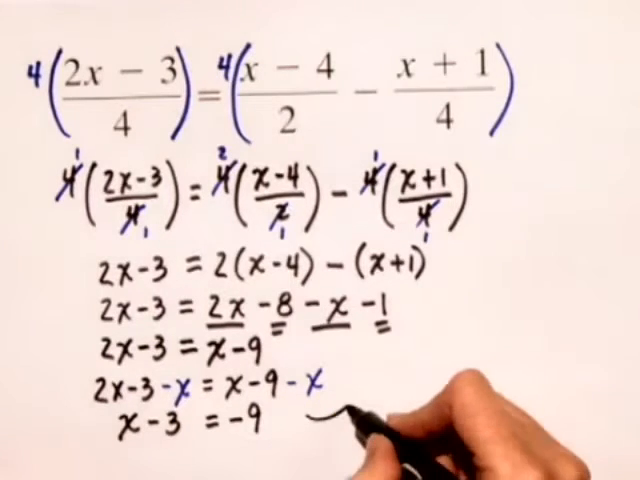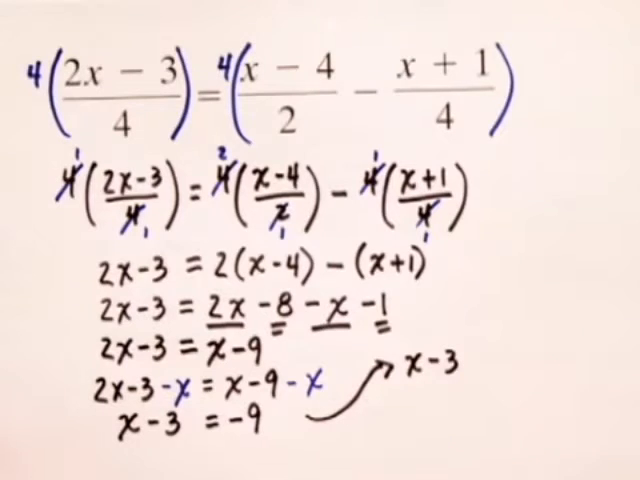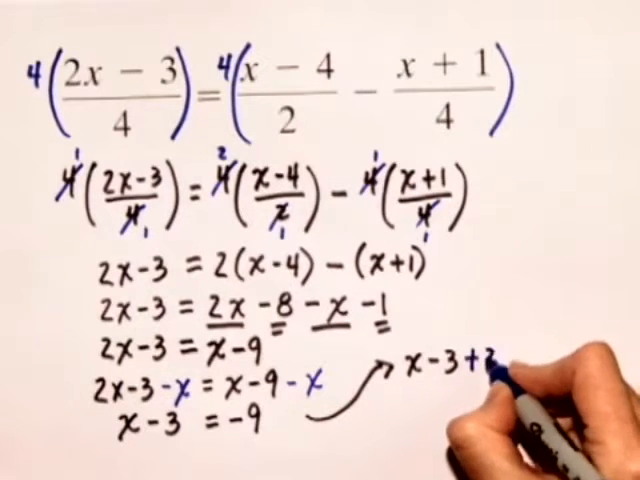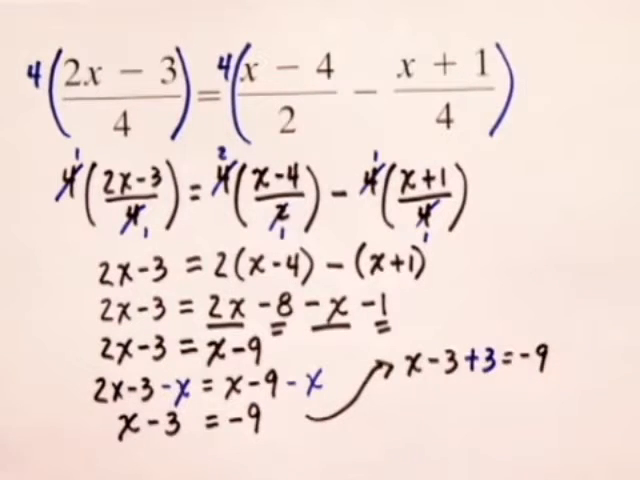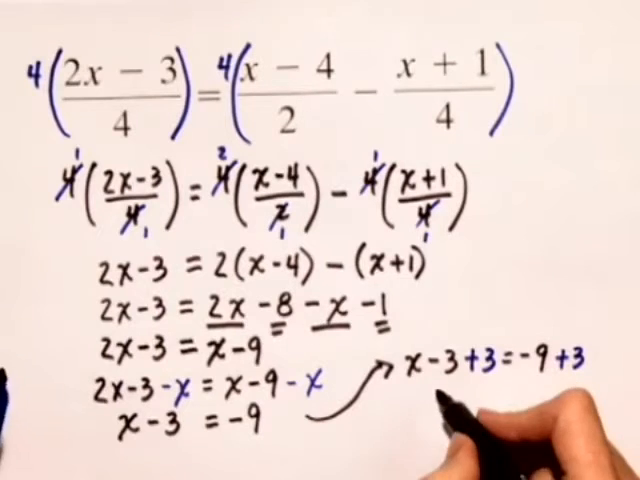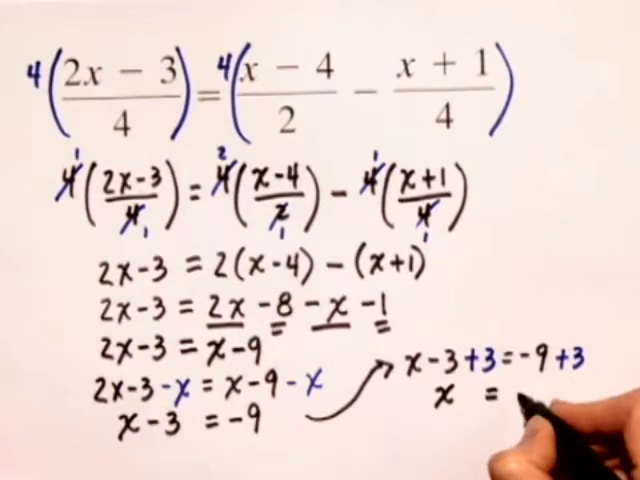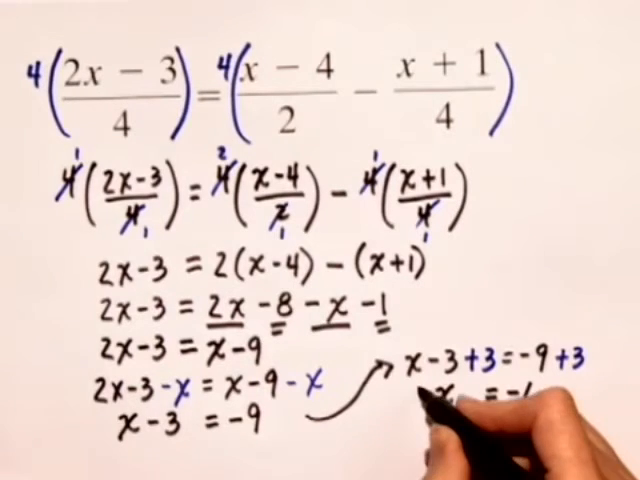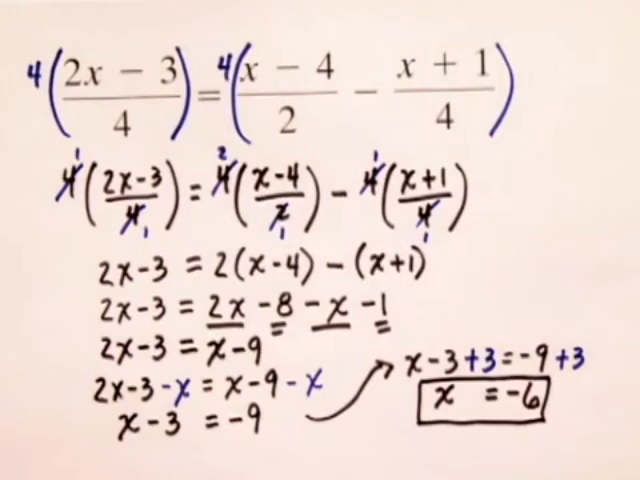The last step will be to add 3 to both sides. We have x minus 3 plus 3 is equal to negative 9 plus 3. And our final solution will be, on the left-hand side, just x is equal to negative 9 plus 3 is negative 6. So the answer to this problem is x equals negative 6.